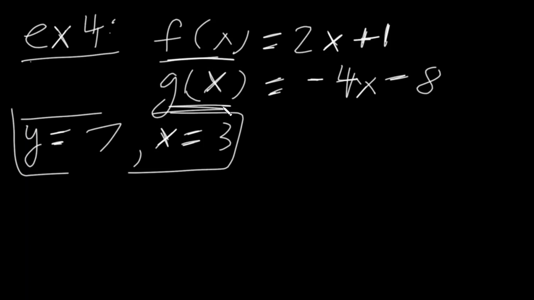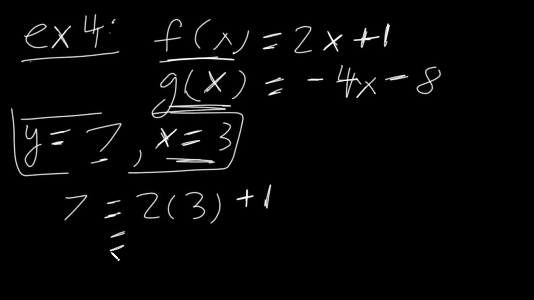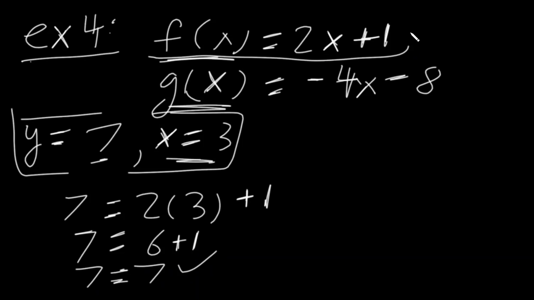Okay, so let's take a look at f of x. Instead of f of x, we're going to plug in that 7 for the y. 7 is equal to 2 parentheses 3, because remember our x value is 3, plus 1. Some of you can probably already see this in your head. 2 times 3 is 6, plus 1. And 6 plus 1, of course, would give us 7. So yes, this one checks out. In this case, f of x will be our answer.